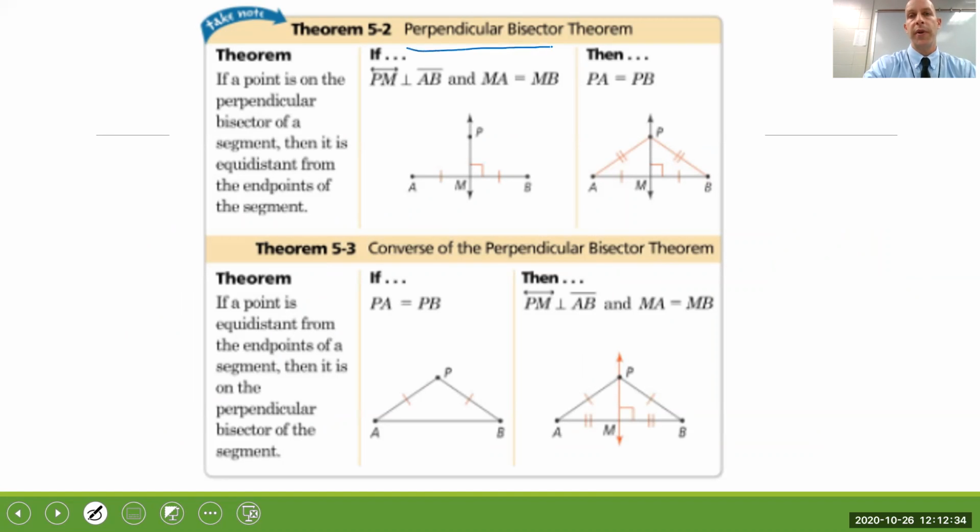All right, section 5.2 has two kind of theorems, and these are converses of one another. The first one has to do with the perpendicular bisector of a segment. So I'd just like to remind you that a perpendicular, if I have a segment here, we'll call this segment here AB.